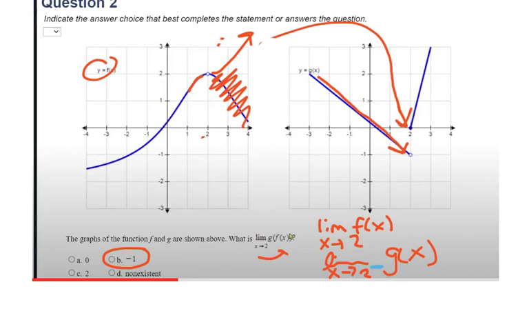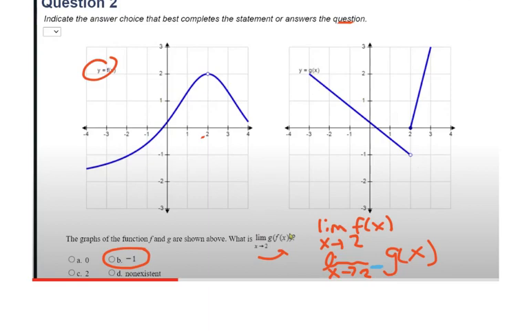Then when I say, how am I approaching 2? I am approaching it from both directions. Then I'd have a D and E. Okay, so you have to decide from above, from below, both directions, or one of each.